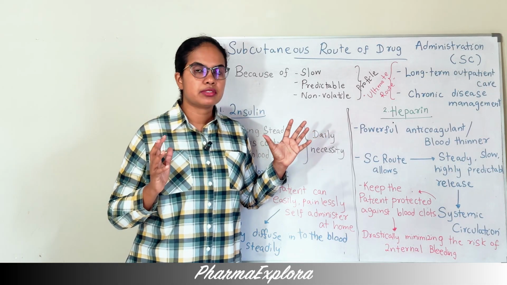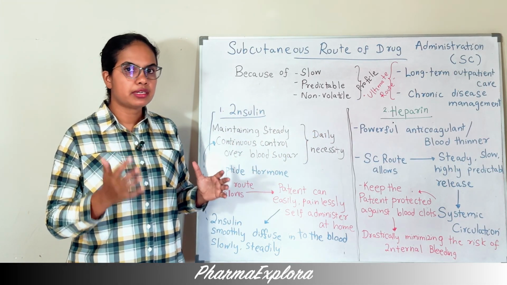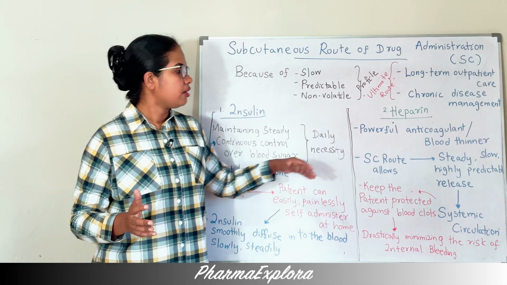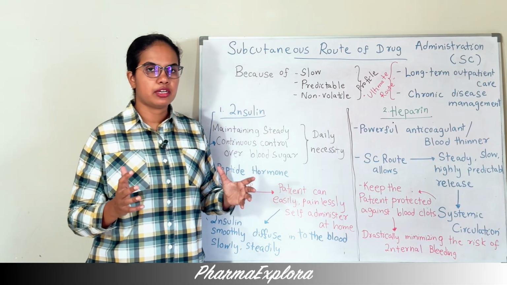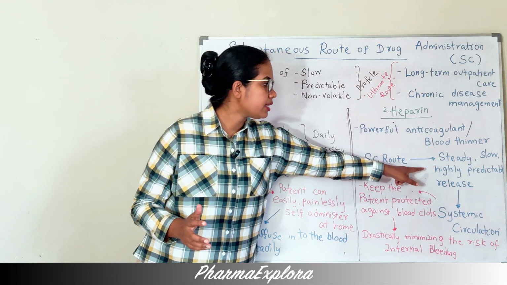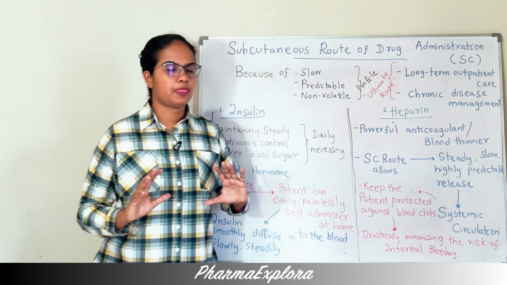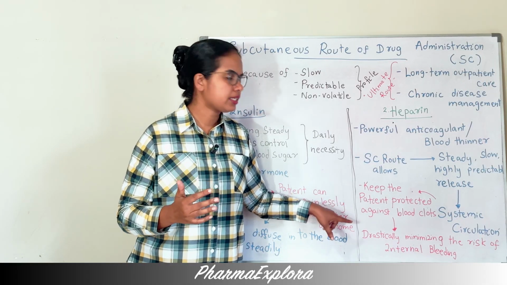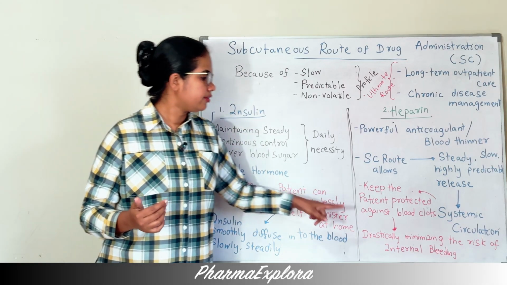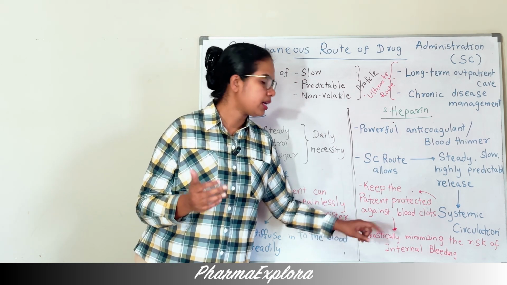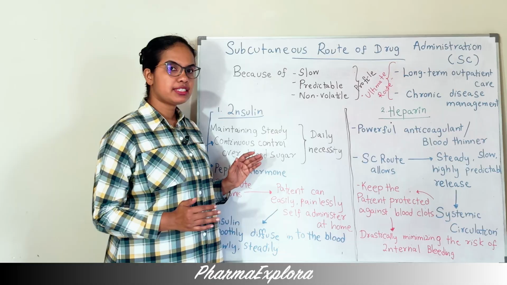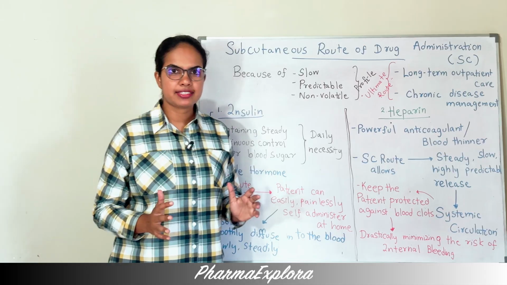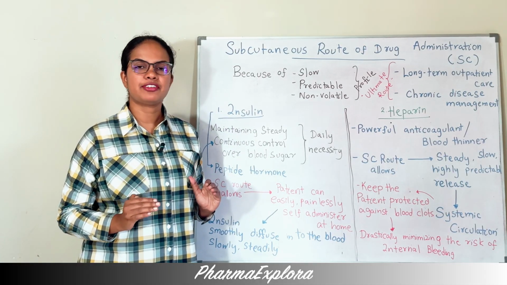If you give a high amount of heparin suddenly, there may be a risk of internal bleeding. But once you give heparin by the subcutaneous route, what will happen? It steadily, slowly releases the medicine. Therefore, it will keep the patient protected against blood clots while drastically minimizing the risk of internal bleeding. Okay, so insulin and heparin are the two famous examples for the subcutaneous route of drug administration.